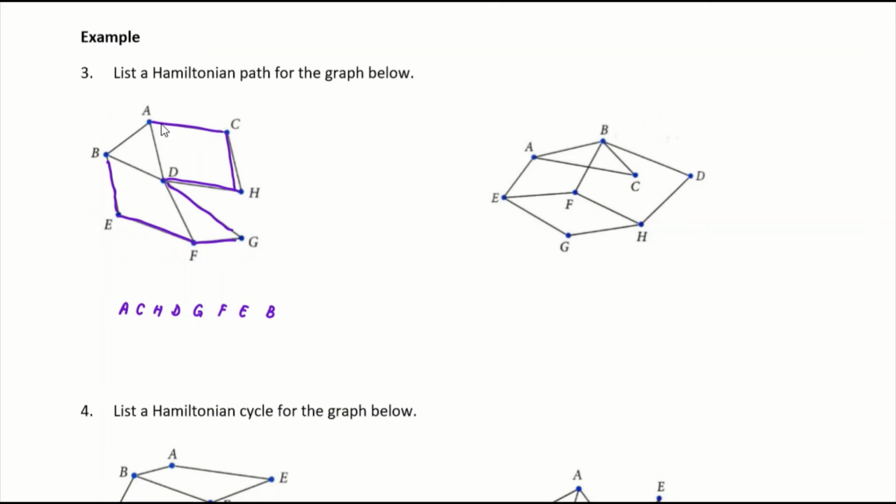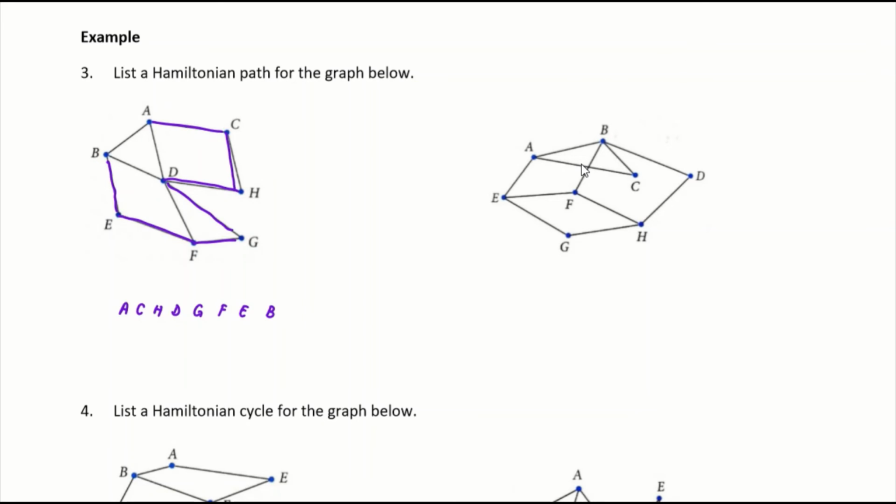When you try to check, you can always count: 1, 2, 3, 4, 5, 6, 7, 8, and that's correct. I know that if you continue from B to A, you get a Hamiltonian cycle. But in this case, the question wants a Hamiltonian path. So that's why we start and end at different points.